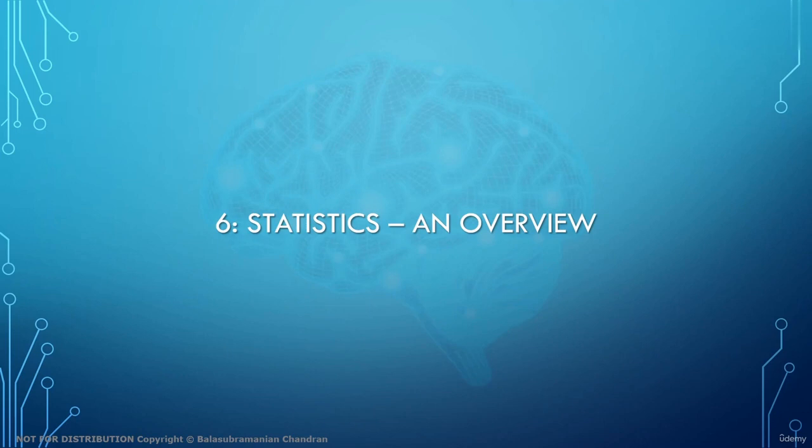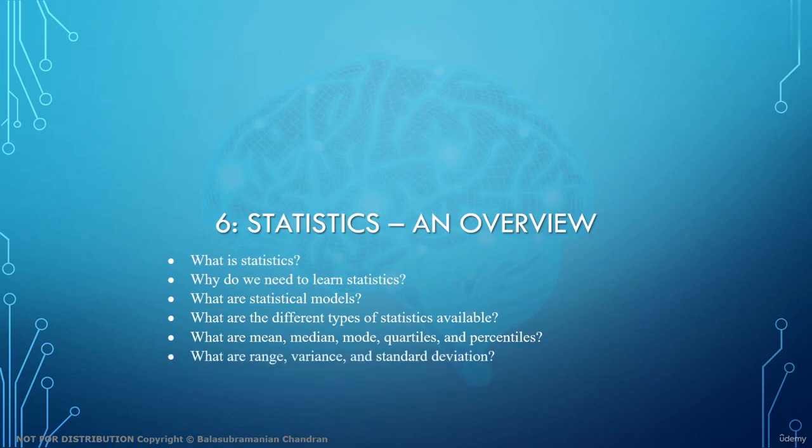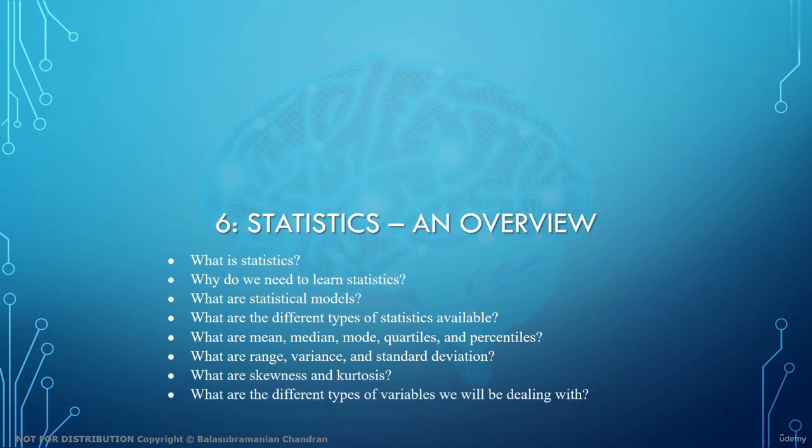In this section, we will be reviewing what is statistics, why do we need to learn statistics, what are statistical models, what are the different types of statistics available, what are mean, median, mode, quartiles, and percentiles, what are range, variance, and standard deviation, what are skewness and kurtosis, what are the different types of variables we will be dealing with, and finally, how statistics is used in various stages of machine learning.